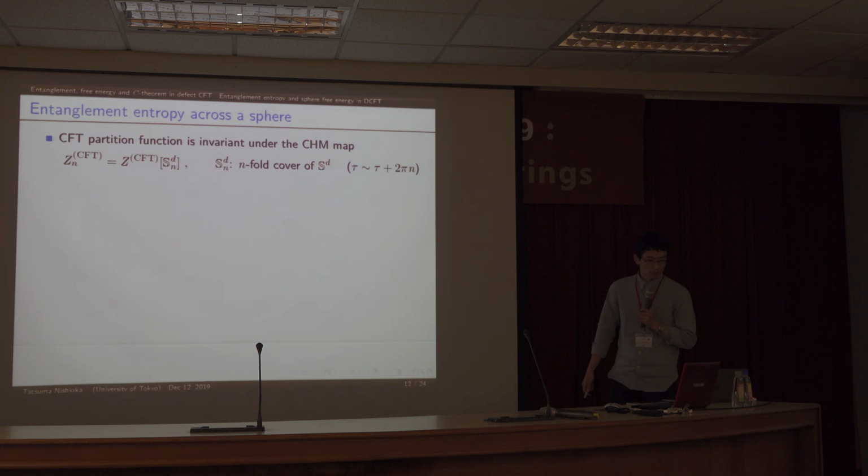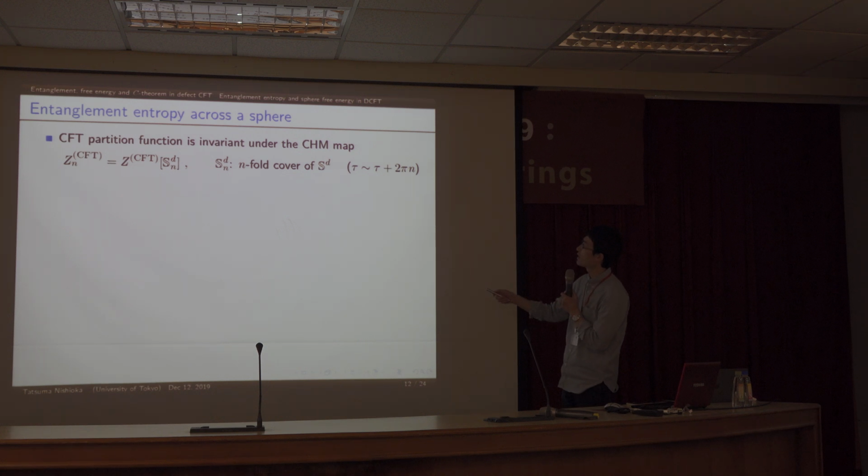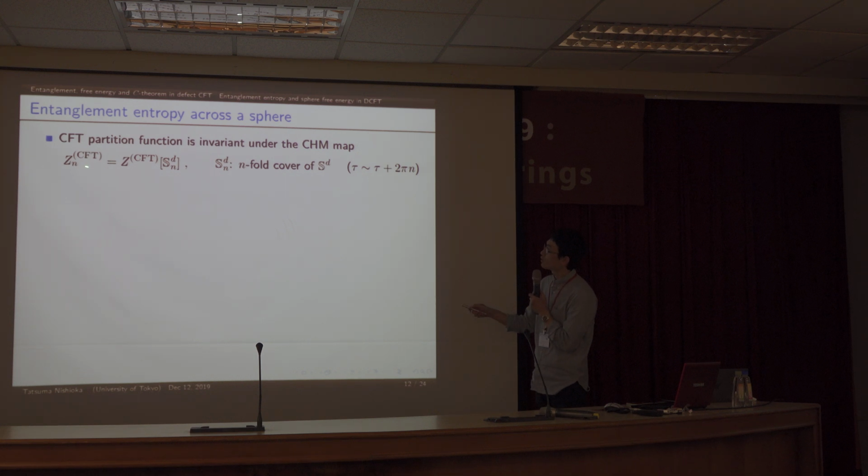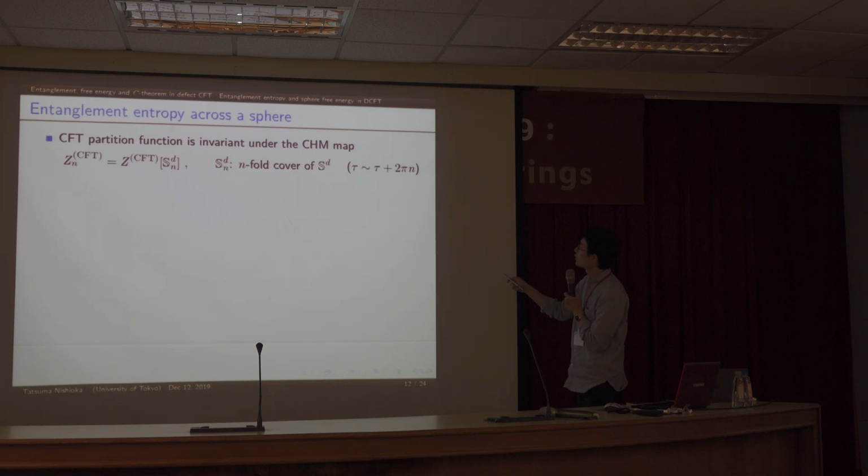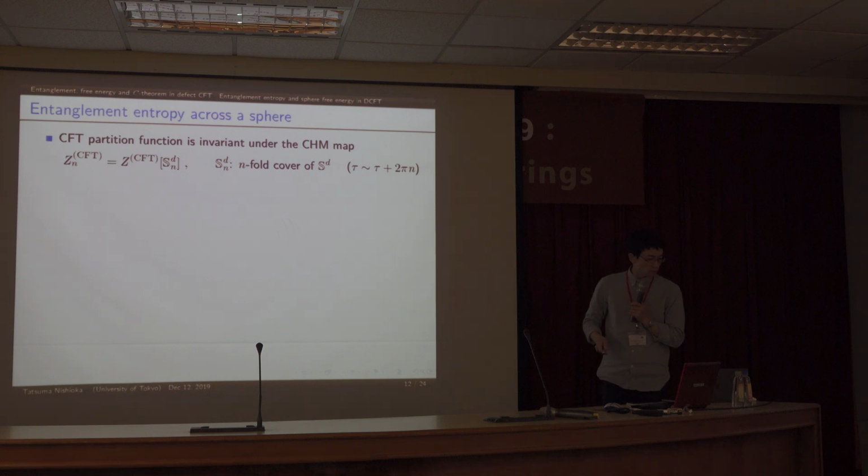And since CFT is supposed to be invariant under the conformal map, the partition function should be invariant under this map. Originally, we have to compute the partition function on the n-fold cover of the flat space, but it ends up with the partition function on the n-fold cover sphere, S^d. Now you change the periodicity from 2π to 2πn. Of course, I assume that there is no conformal anomaly in this argument.